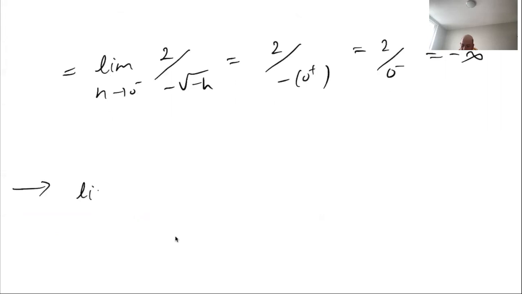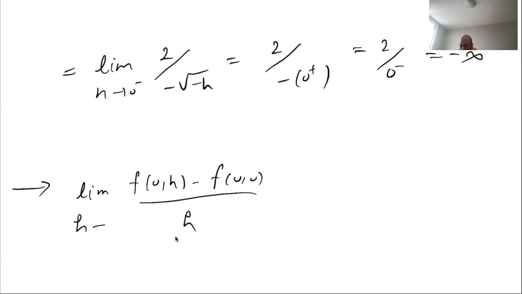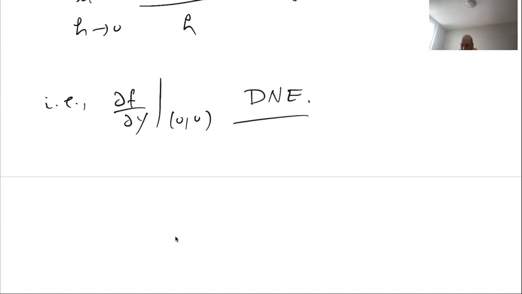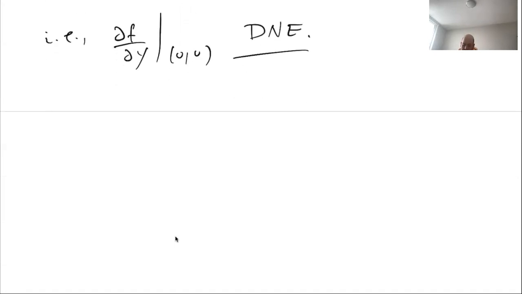So we can say that the limit of f of 0 and h minus f of 0 and 0 divided by h as h goes to 0 does not exist, meaning that df over dy at (0, 0) does not exist. So that means Picard's theorem cannot be applied, because the conditions of Picard's theorem were not satisfied.